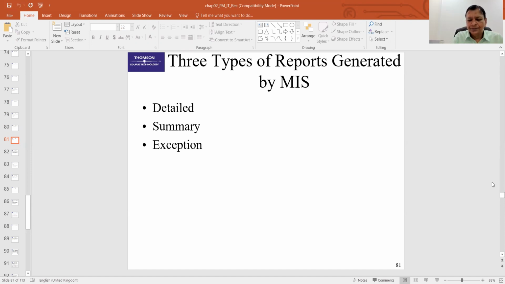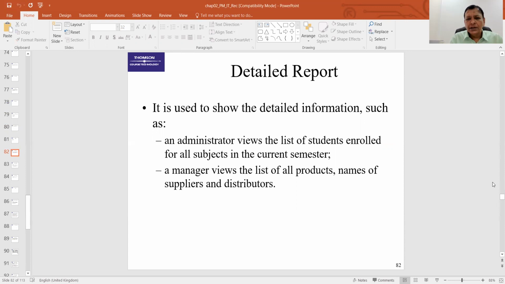What is detailed report? As the name indicates, it is used to show detailed information about any subject or object, like an administrative view of the list of all students enrolled in the current semester, or list of students enrolled in a specific course like software engineering course, or list of all products in the stock, names of the suppliers, distributors.